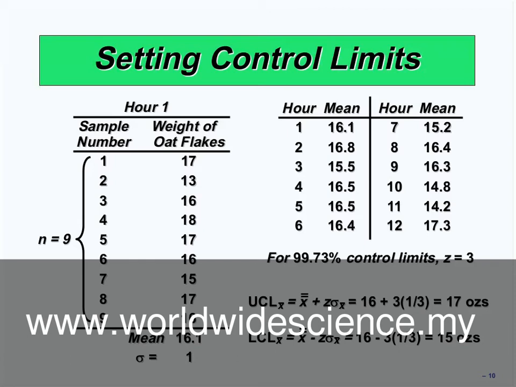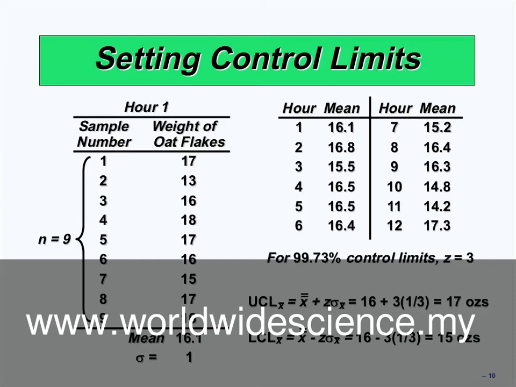In hour one, as you see in the table on the left side, please look at this. Under sample number, the weight of oat flake. Sample number means the cup. Cup number one in hour one has 17 ohms. Ohms is one of the units of weight. Cup number 2 has 13. Cup number 3 has 16. Cup 4, 18; 5, 17; 6, 16; 7, 15; 8, 17; 9, 16.